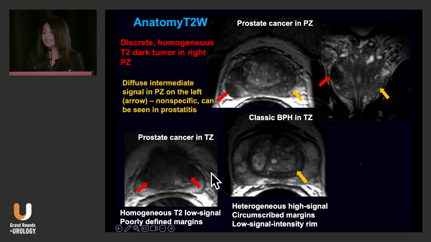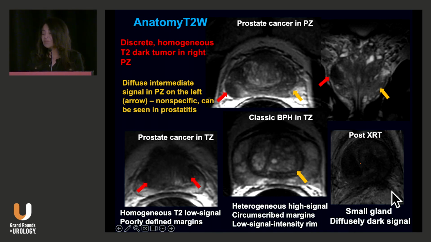And then you have cancer. This is a large mass, and the border between the transition and the peripheral zone is ill-defined here. You can't even tell, and this entire thing is a big mass. And once they get radiation, the entire gland becomes dark, even on T2. So it's really hard to evaluate anything after radiation. So you really need contrast, or diffusion helps as well, but contrast is where we use that.